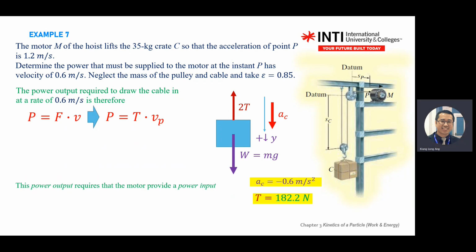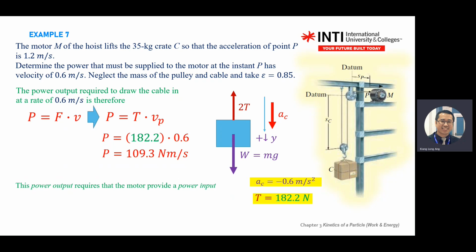You find the weight and balance it out, you get 2T, you divide by 2, you get the tension of the cable. The velocity given is 0.6 at the P cable. You substitute inside, and you get the power for the machine, 109 newton meter per second.